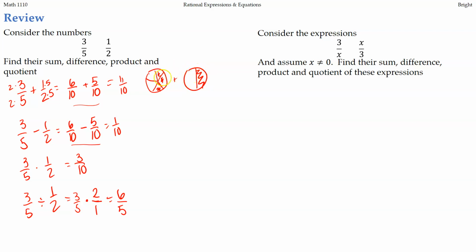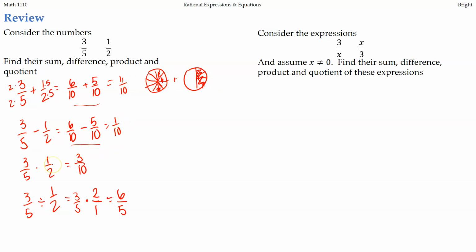In order to add these, we need same size pieces. So if we split each of these fifths in half again, we would also have to split this 1/2 into 5 different pieces. So I have 5/10 in the second one, and 6/10 in the first one, so together they have 11 tenths. And similarly, if you take them away, you're going to be left with 1/10.